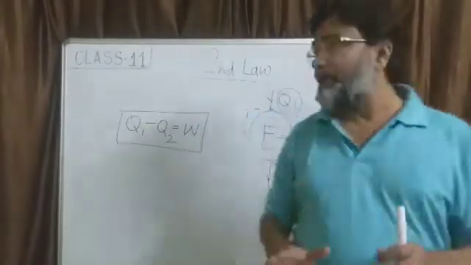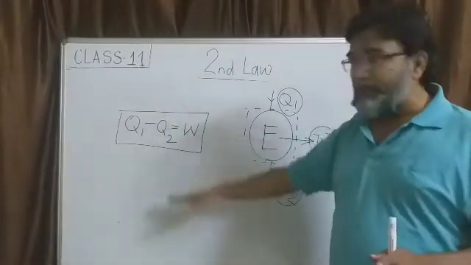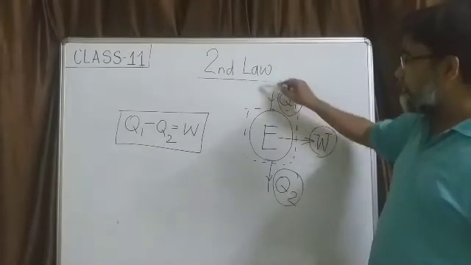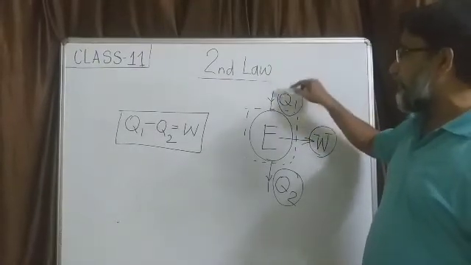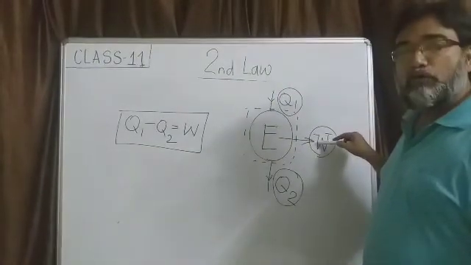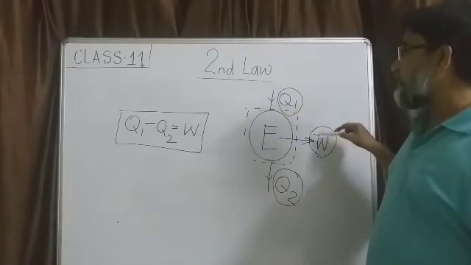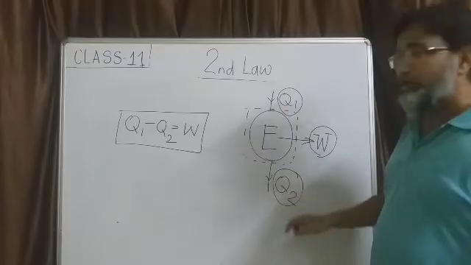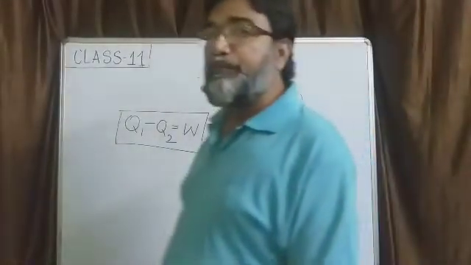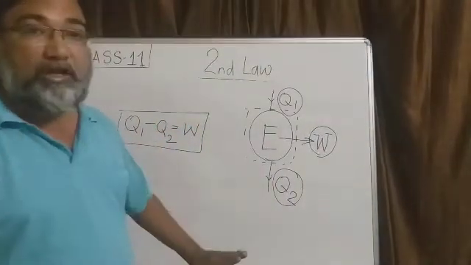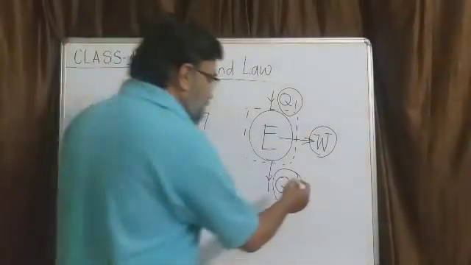This particular thing speaks of many things. For example, it says that the whole of Q1, which is coming from the source at temperature T1, is not getting converted to work. Only a portion of that, W, is getting converted to work. The remaining portion is rejected by the engine. And the rejection is a must. If you don't reject, you don't get work. So Q2 cannot be 0.